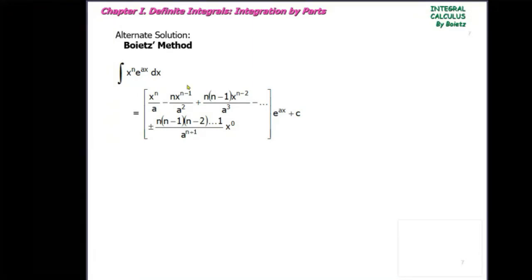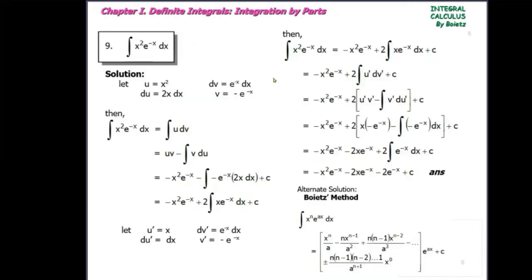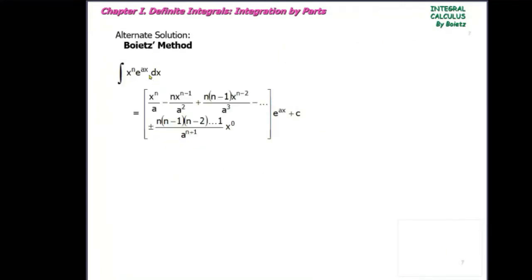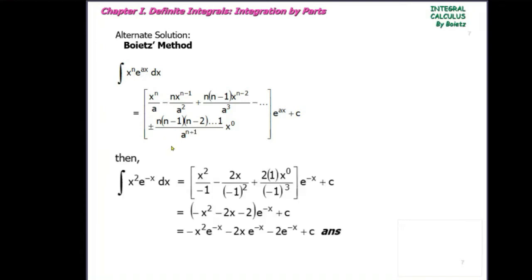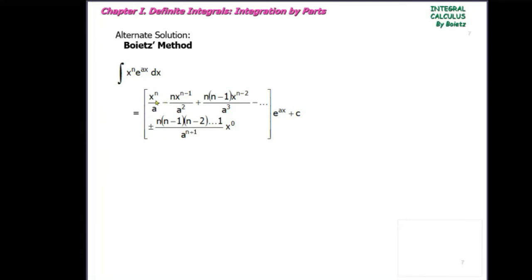So kaya, the integral of x to the n, kahit ano yung power. Di ba problem natin, ang power niya 2 lang, tapos yung a, negative 1. Okay, kaya ang n mo rito 2, and then ang a, negative 1. So, ito ngayon yung formula. Kaya ang mangyayari, ang formula is x to the n over a minus n, x to the n minus 1 all over a squared, sorry.